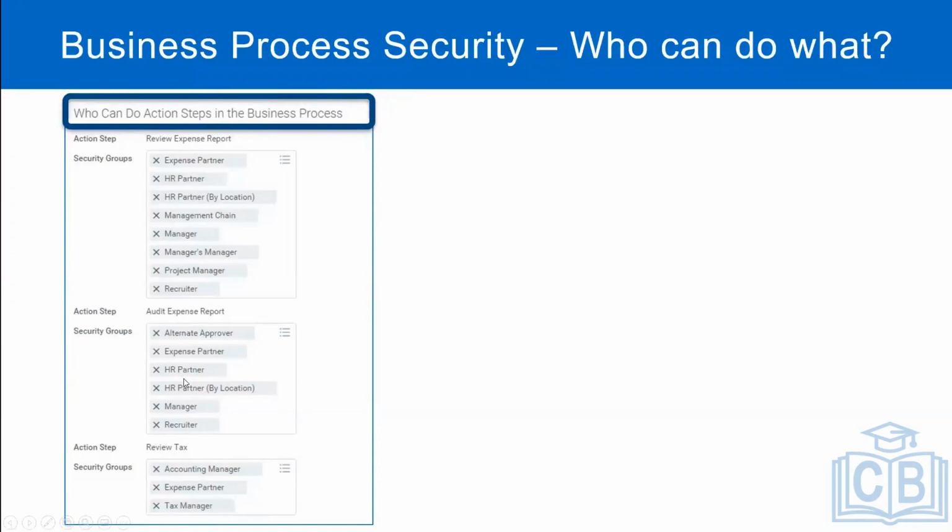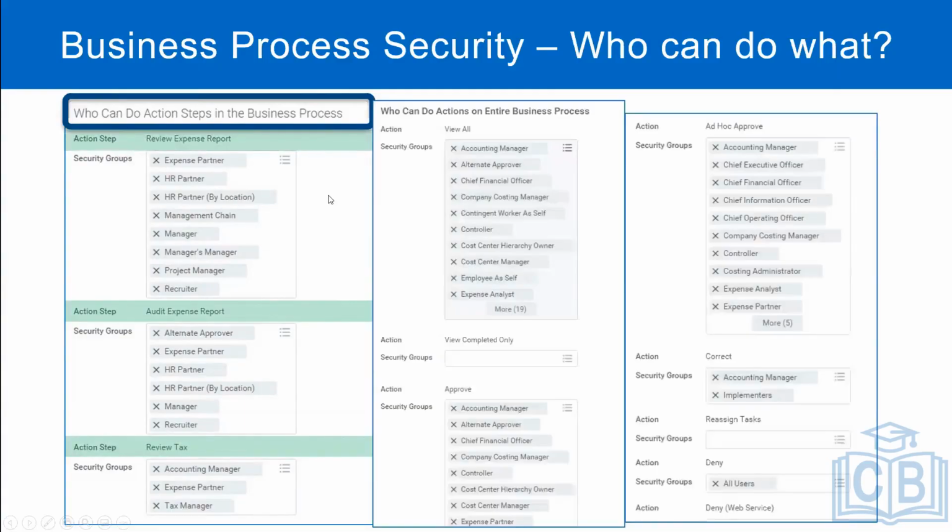Then again in the audit expense report section, these are the security groups who will be able to do it in the review. These are the groups. We will be able to do it now. These are some action steps in the business process. Now there are some other types of steps. Who can do actions on the entire business process? Who can view all the steps?